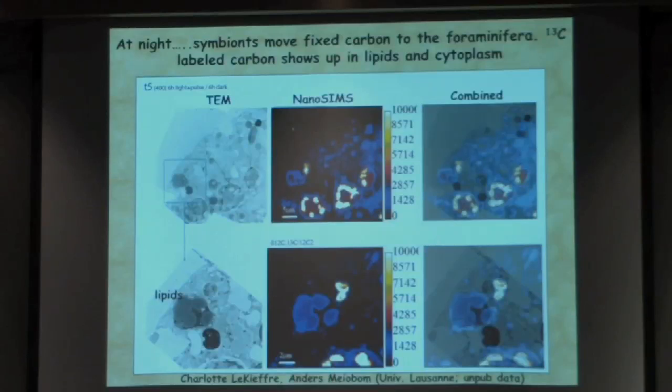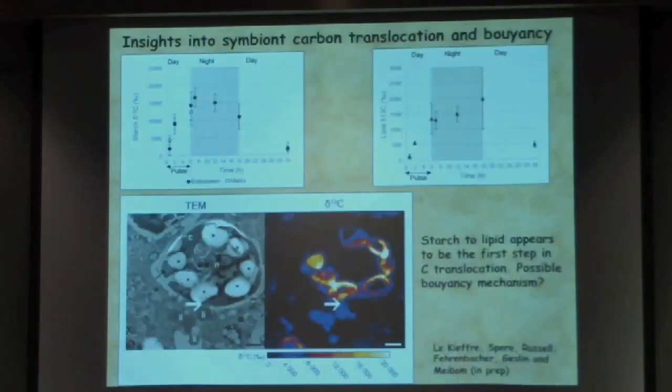What's really, really cool is if you look at the TEM images, and I have one in the next one, these are lipid droplets over here. And you can see the lipids really lit up over here. So lipids starting to accumulate that's really rich in C13. And the lipid appears to be the first step in the transfer of starch or carbohydrate to the foram.